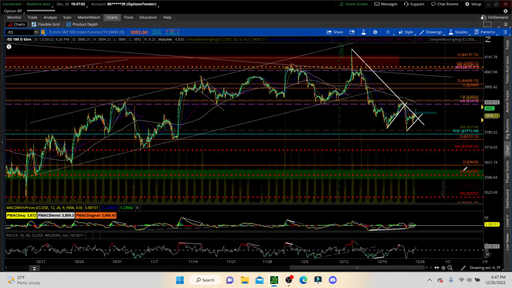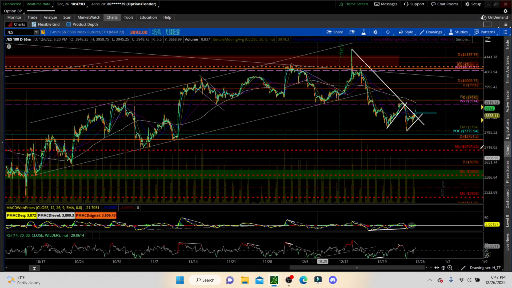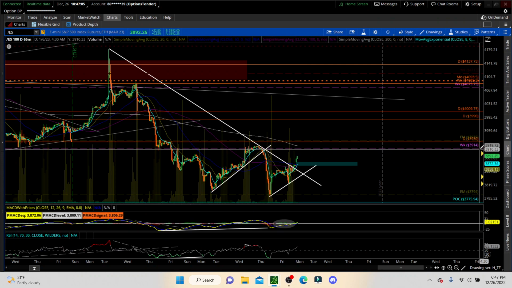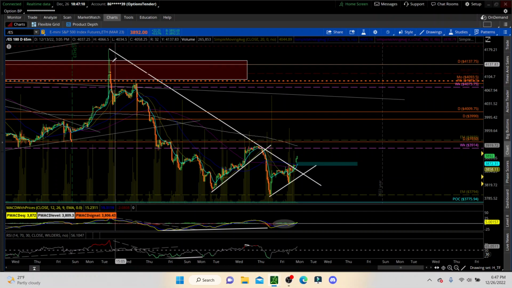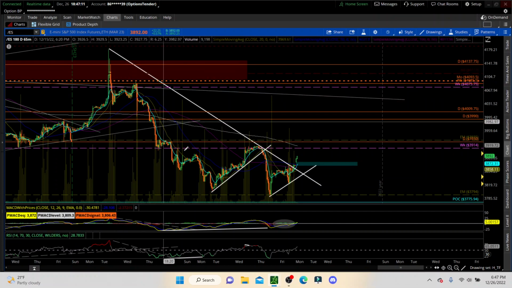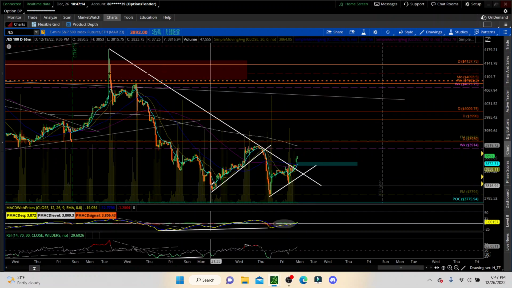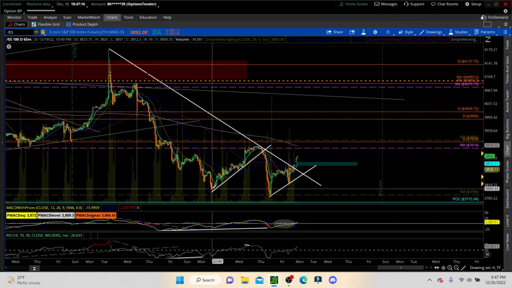On the 65-minute, here's how we're trying to stick with this trade for now, and here's why. What we think we have is, we thought we had a possible 5-wave series down here. That still may be so.